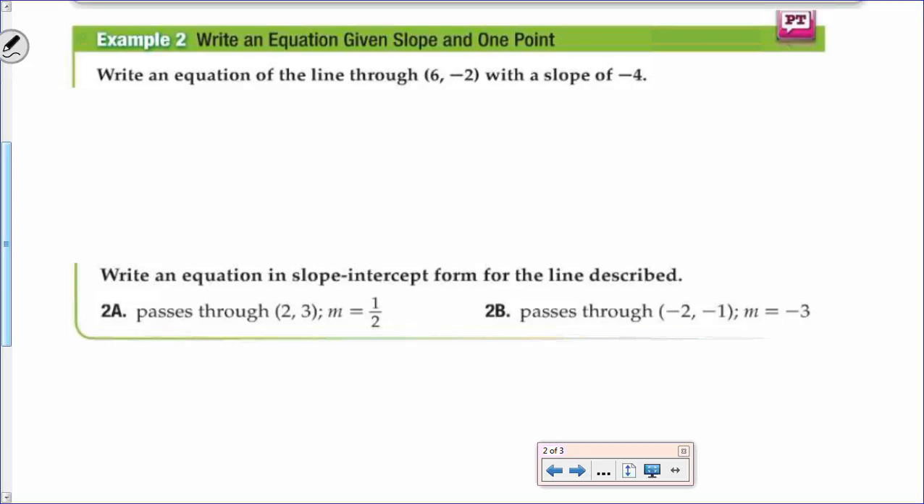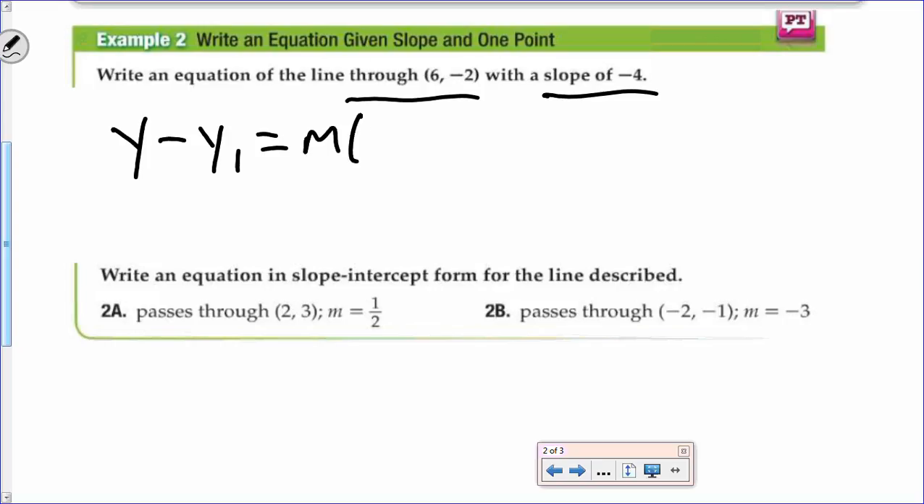Oftentimes after we write it in point slope form, we want to change it to slope intercept form, the easier form to graph. So that's why we do that a lot. Here we're given a slope of a line, and we're given a point that the line goes through, so we want to use point slope form: y minus y1 equals m times x minus x1. That's the form we're using here.